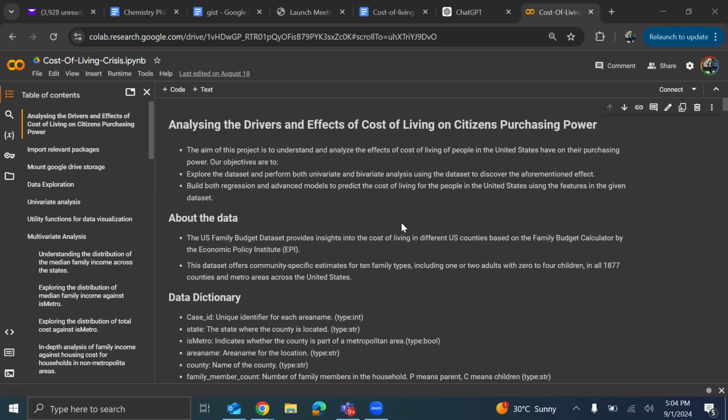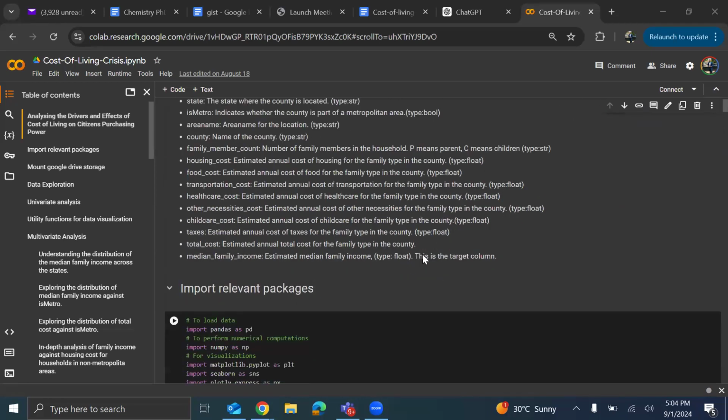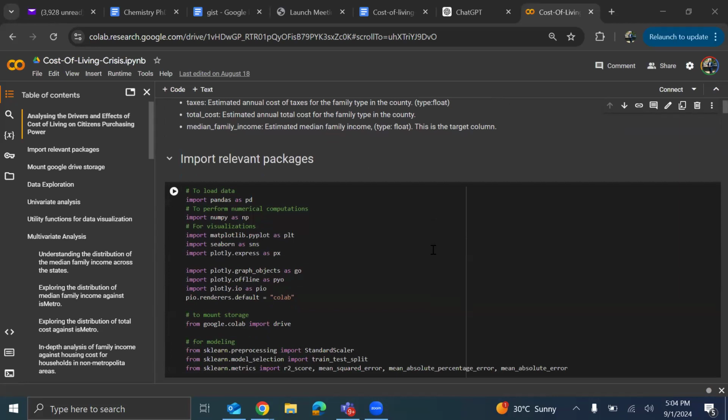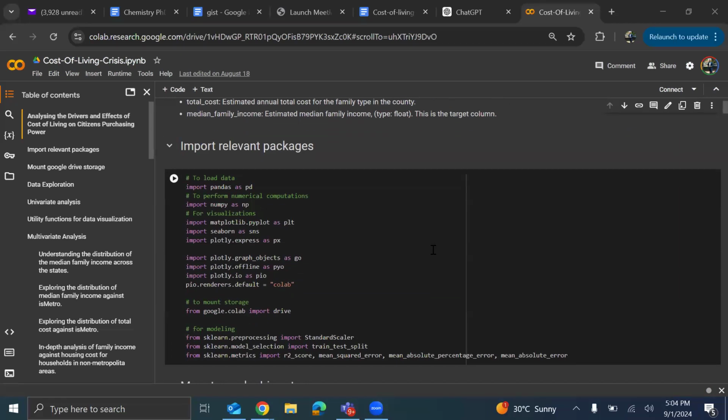Okay, so the essence of this session is to go through the code and give you a summary of what we are doing, what the code is doing. I'm just going to start step by step.